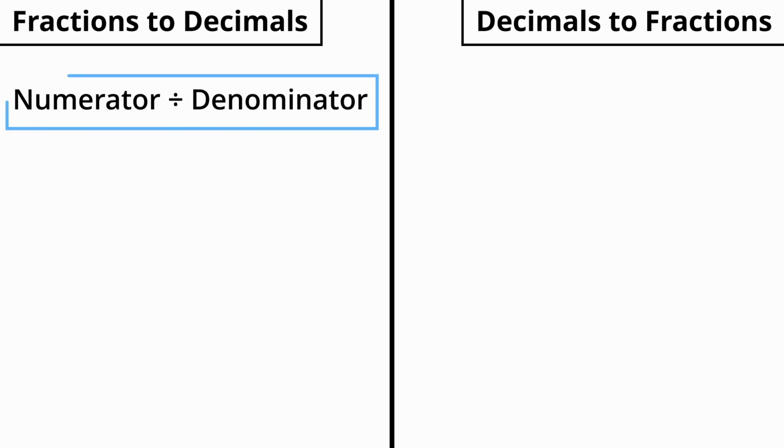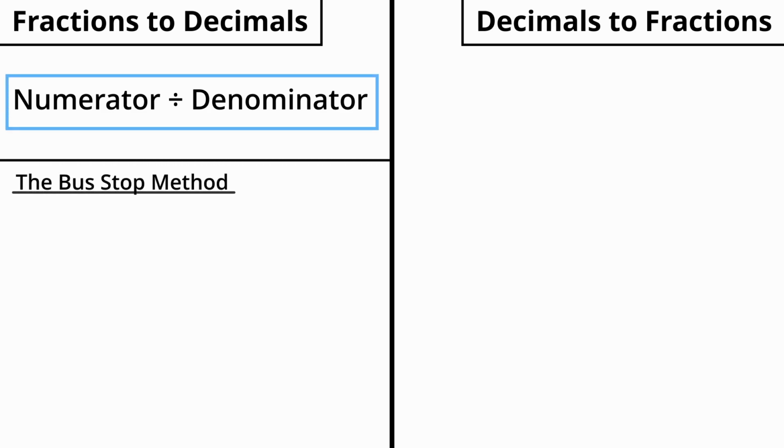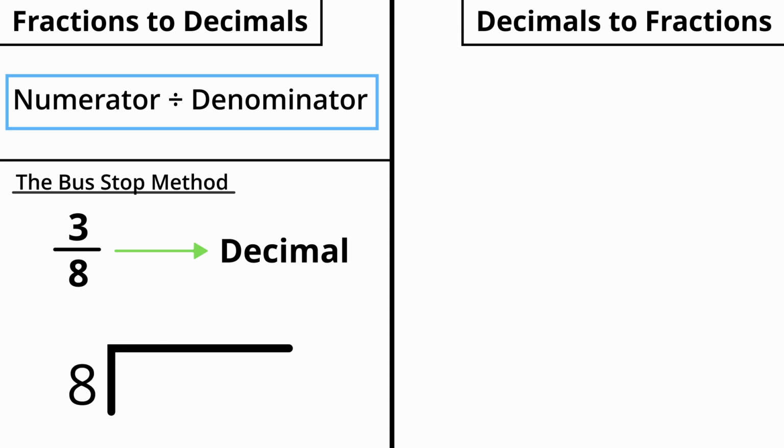To convert from a fraction into a decimal, you just need to divide the numerator, the top number, by the denominator, the bottom number. You can either use a calculator for this, or you can use the bus stop method. For example, to convert the fraction 3/8 into a decimal using the bus stop method, you first need to draw the bus stop and write the number 8 outside the bus stop on the left and the number 3 inside the bus stop on the right.